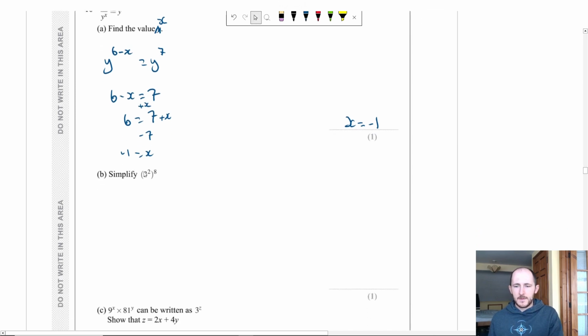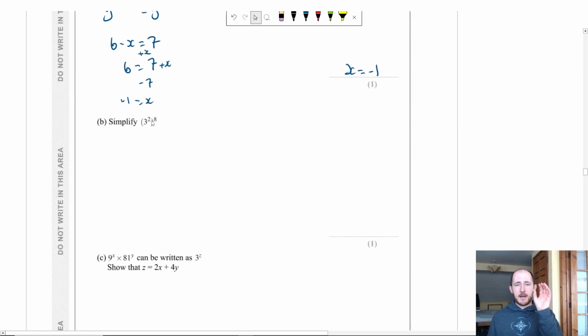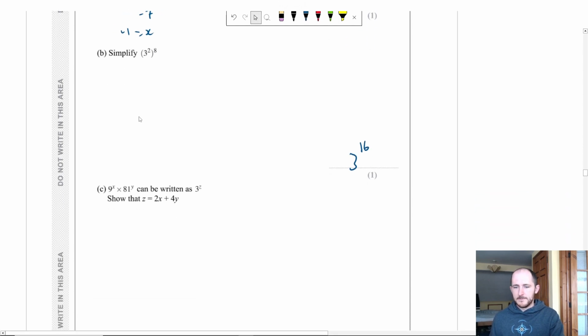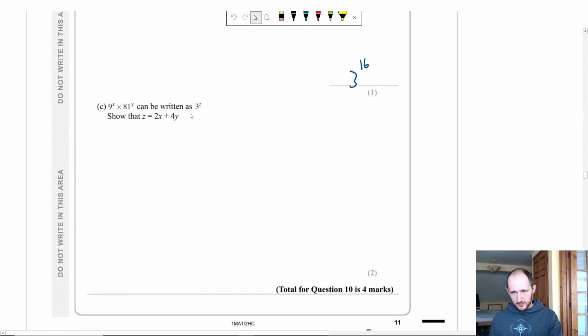Okay? This one, simplify. Well, when you have a power to the power of something, so whenever you have brackets, you multiply the powers. So that'd just be 3 to the power of 2 times 8, 16. Cool. So it can be written as 3 to the power of z. Show that z equals. So here's what you need to do.